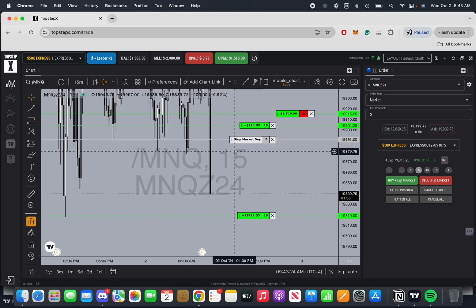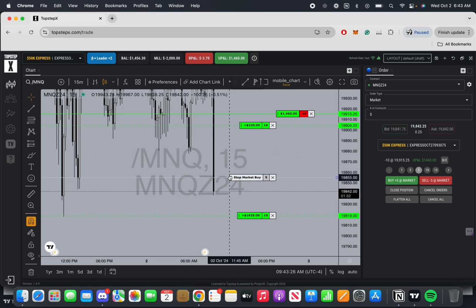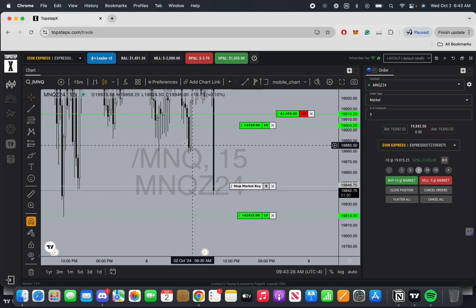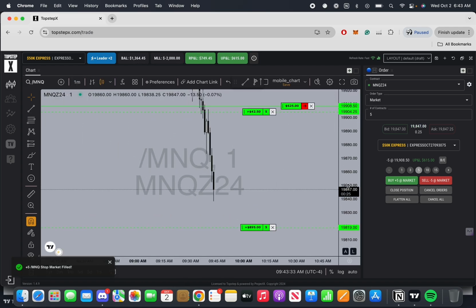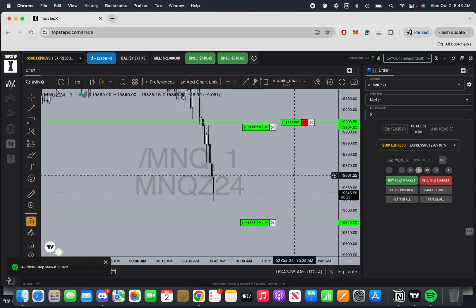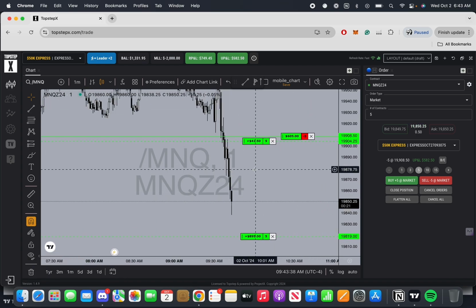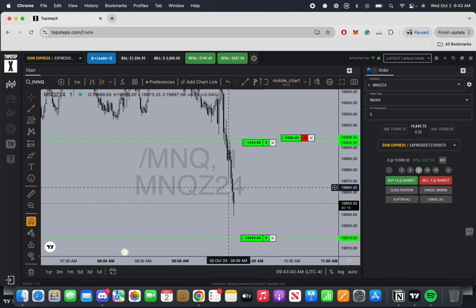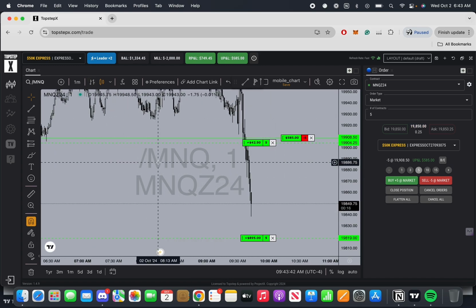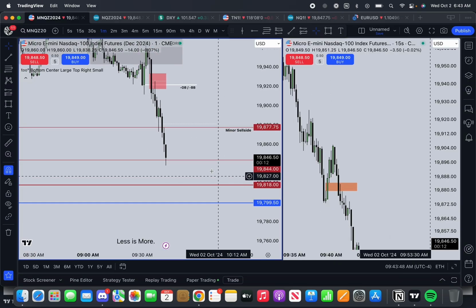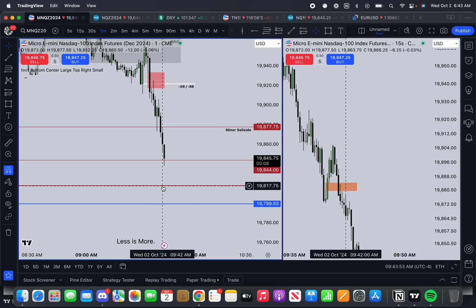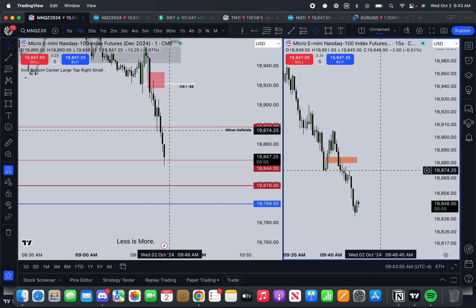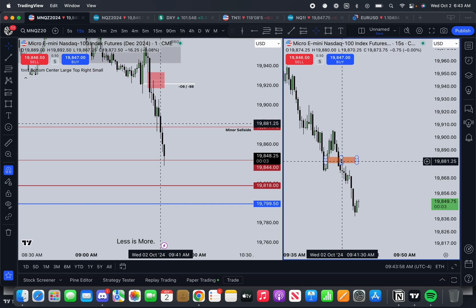I'll trail that. So we take a partial there, half my position off, stop at break even, and we're going to see if we can get our final TP here, which is the sell side at 19,818, which is previous day's low. You can see that 15-second inversion fair value gap delivered nicely.